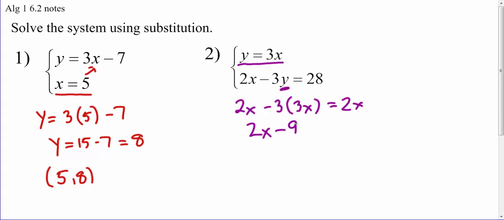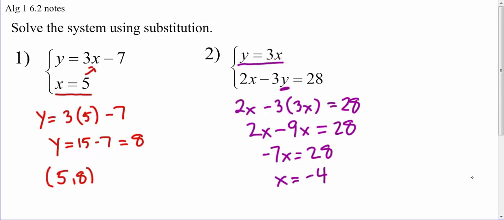3 times 3x would of course give us minus 9x. And I don't know why I wrote 2x there. 28 was of course the number. And negative 7x is equal to 28. When you just simply take 2x minus 9x, that gives you negative 7. And divide by negative 7, you get x equals negative 4.